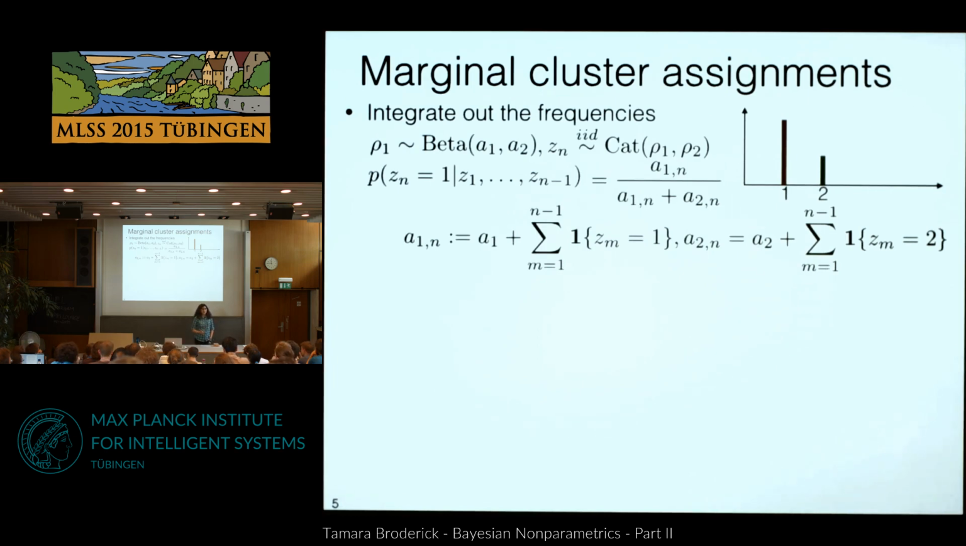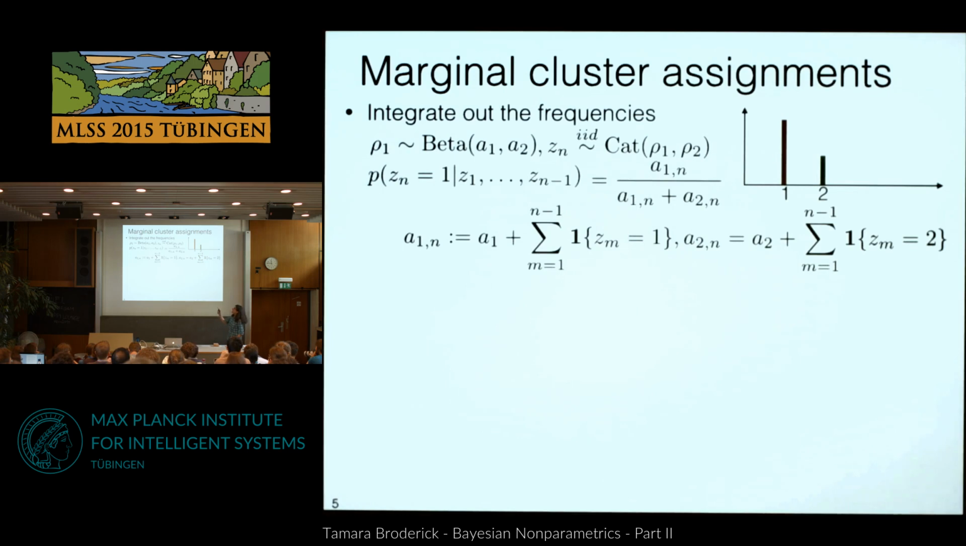Now you'll notice something special about this quantity. Let's pretend for the moment that we take a1 and a2, our original hyperparameters, to 0. This is exactly the fraction of data points so far that are 1. So the prediction for the next data point is the fraction of 1s we've seen so far, and the probability of it being 2 is the fraction of 2s we've seen so far. And those prior hyperparameters, a1 and a2, just modulate that a little bit.